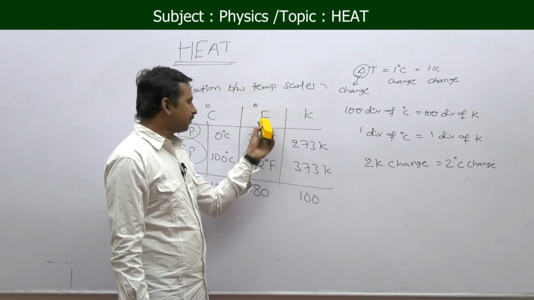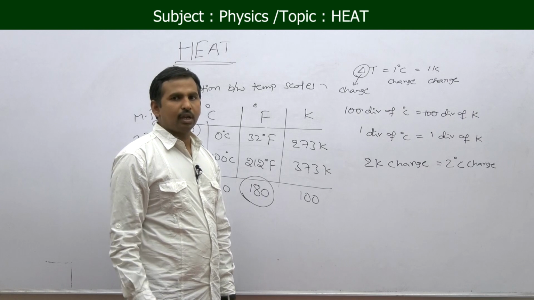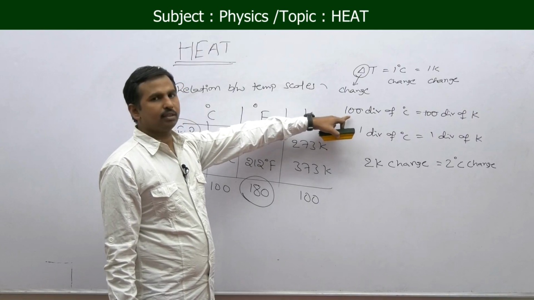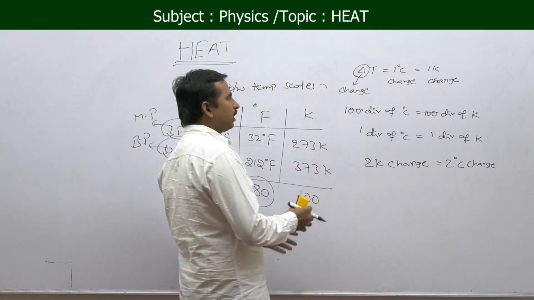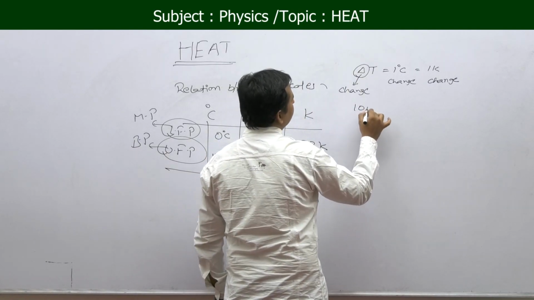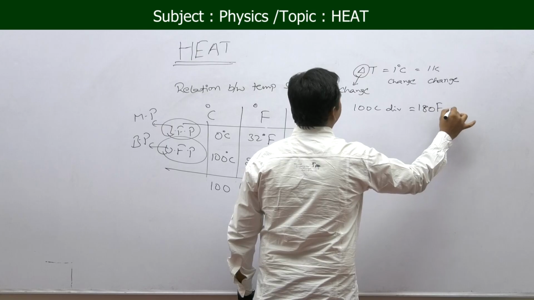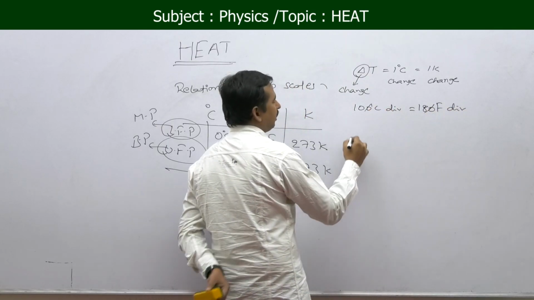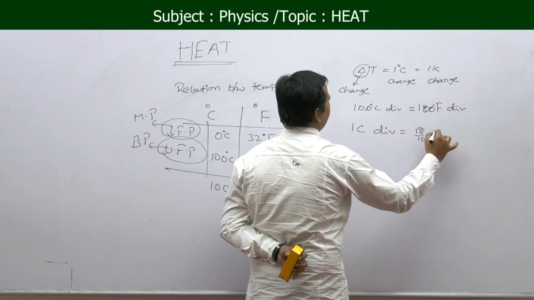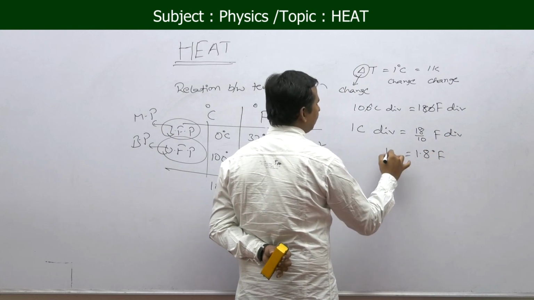But in the case of Fahrenheit, the number of divisions is more, about 180. As the number of divisions is 180, it is not like Celsius and Kelvin in this case. So, in the case of the Fahrenheit scale, 100 Celsius divisions equal 180 Fahrenheit divisions. So you get 1 Celsius division equal to 18 by 10 Fahrenheit divisions, which is 1.8 degrees Fahrenheit.